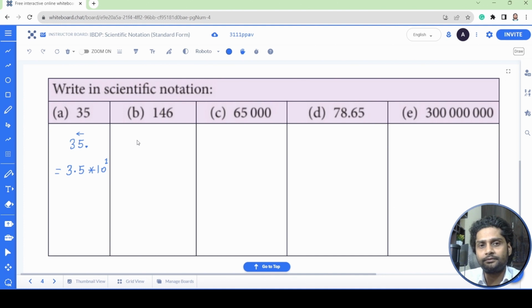Let us take the next number. We've got 3 digits in that, and still we don't have any decimal present. So what we can do is imagine the decimal to be at the end.